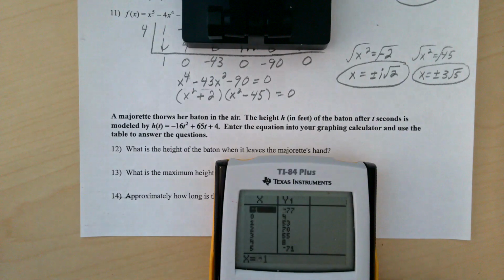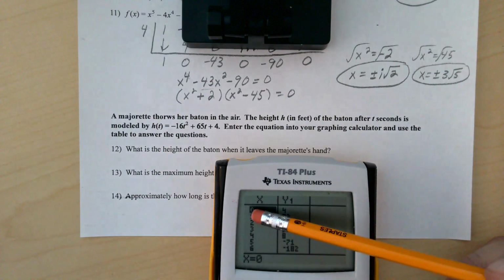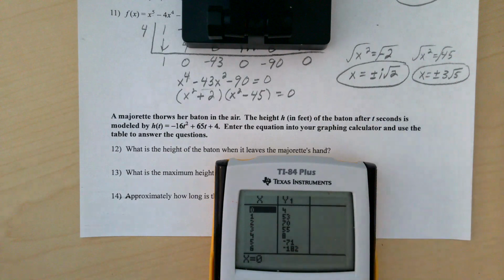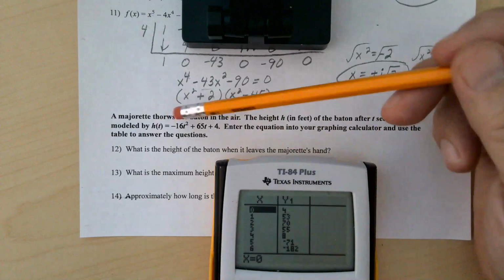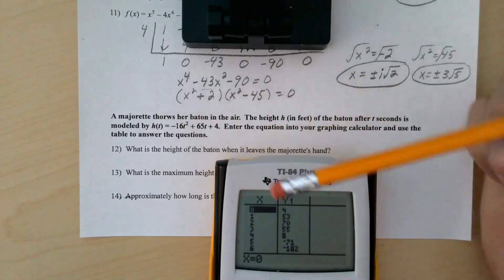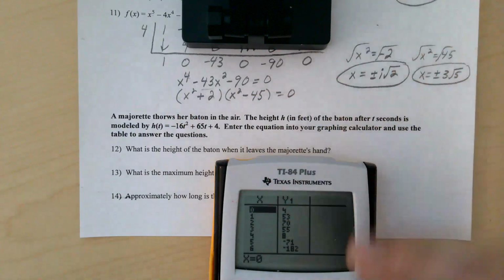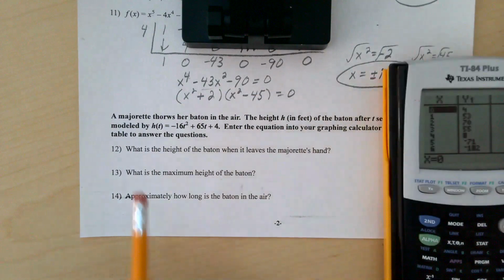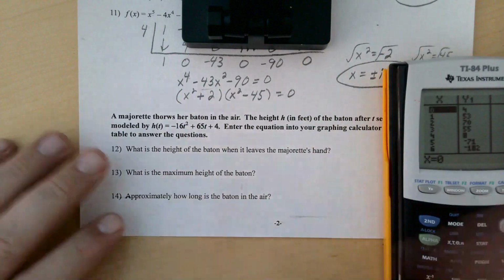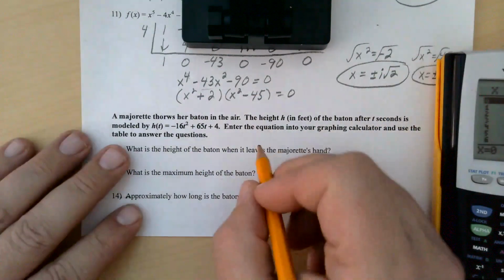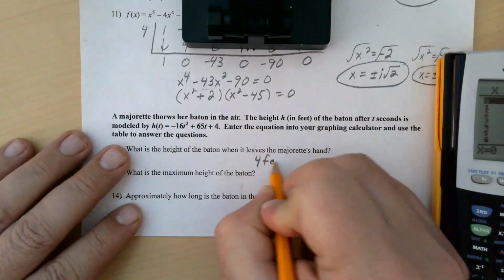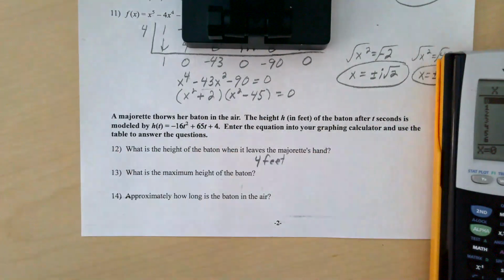You're going to see that when we first start out, this baton is 4 feet off the ground. You say, how do I know that? Well, when time is 0, I have a starting height. I have a starting height of 4, and that's my y-intercept. So you replace this t with a 0, we should know that it's a 4. And that's really the first question. What is the height of the baton when it first leaves the hand? It is 4 feet. That is your y-intercept.